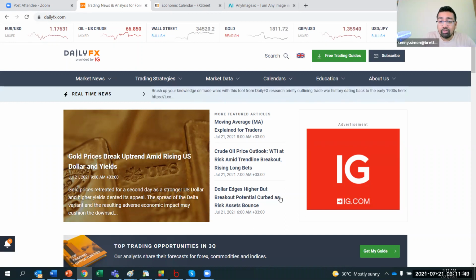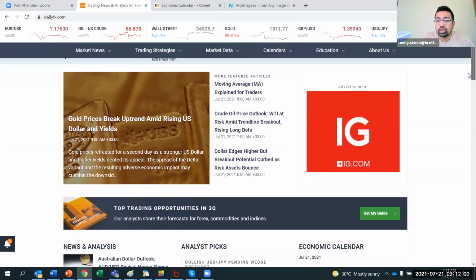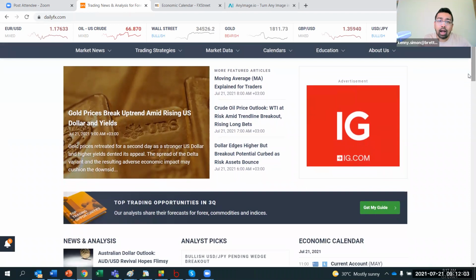Last week. And here it says, these are all news on July 21st, which is today. So, dollar edges higher, but breakout potential curbed as risk assets bounce. This does show me that yes, USD is on the rise, but is it actually meeting some resistance line? We need to go onto the chart and look at where it could reverse, and the distance between the current price and where USD could reverse, because that is the gauge of how strong gold can be going up as well.